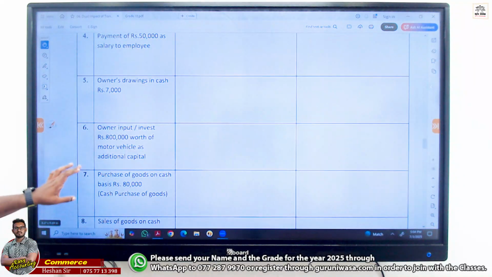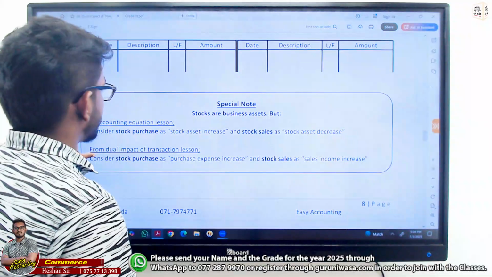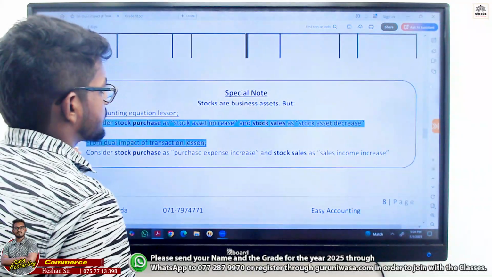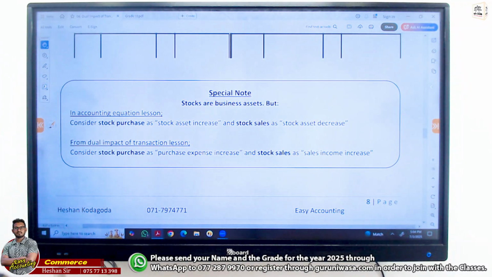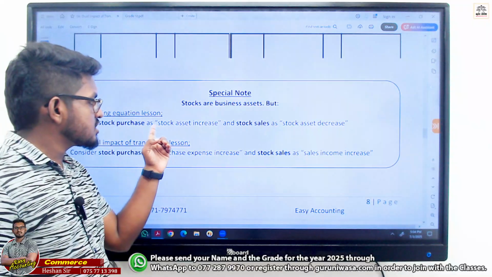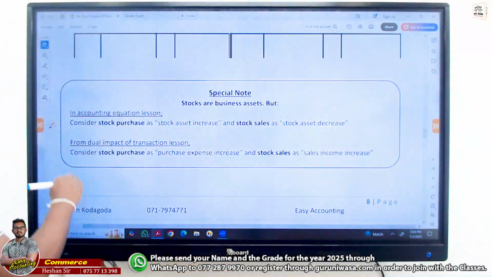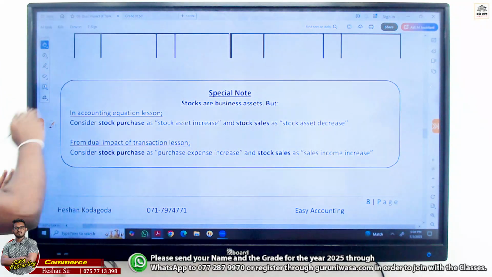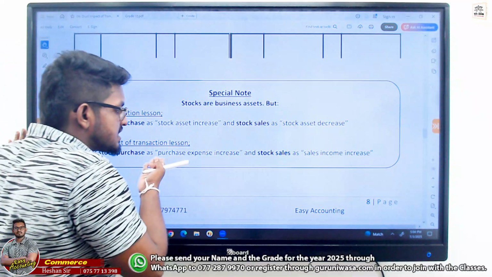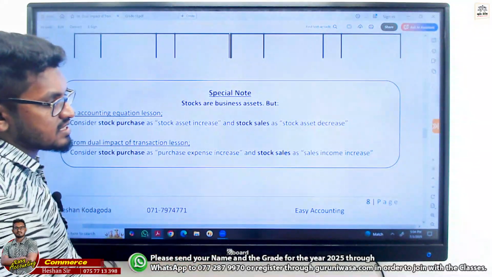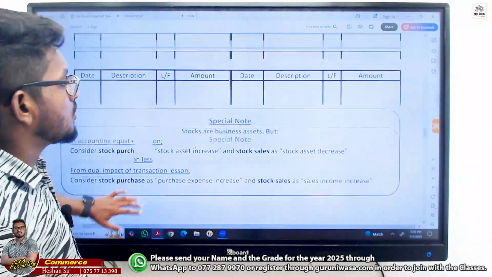Now we did the stocks part, right? Let's do like this. Now you can see in here I have clearly mentioned in page number 8 under special note, stocks are business assets, but in accounting equation lesson concerns stocks purchase as stock asset increase, stock sales as stocks asset decrease. But in the dual impact of transaction lesson, consider stocks purchase as purchase expense increase, stock sales as sales income increase. Easy, clear to you guys? Understood? Right? Okay, let's do like this.